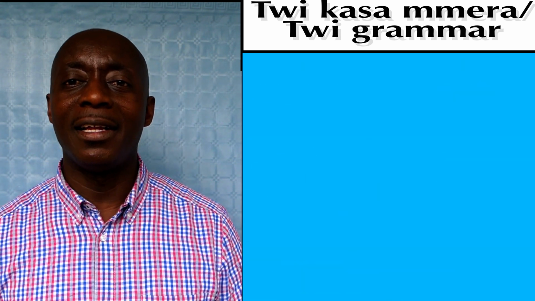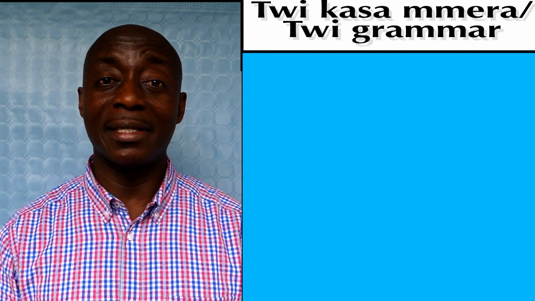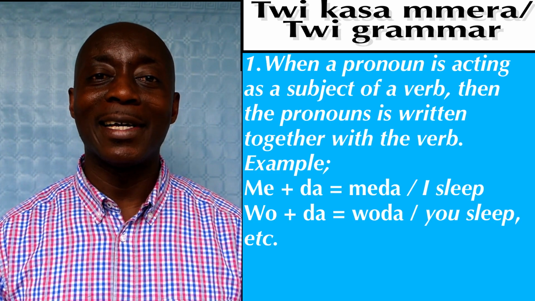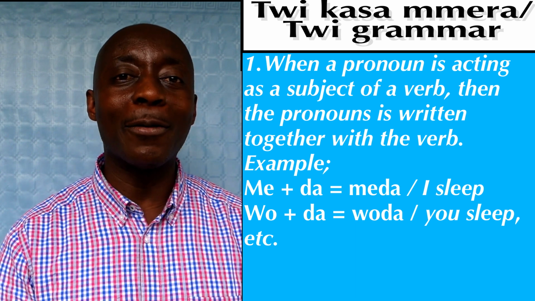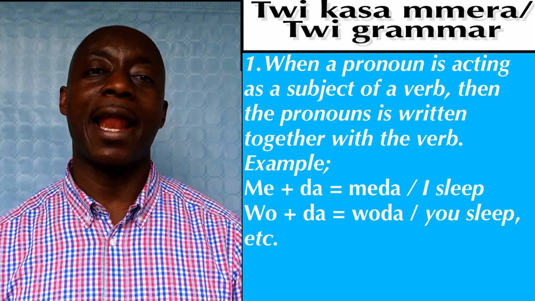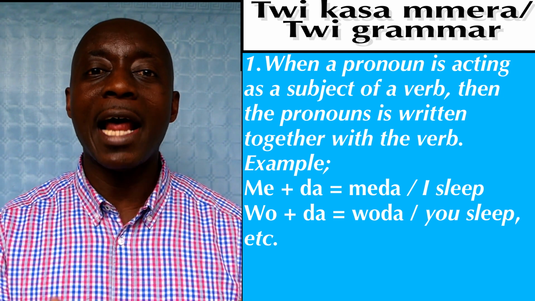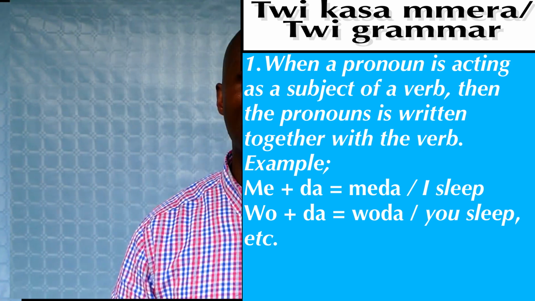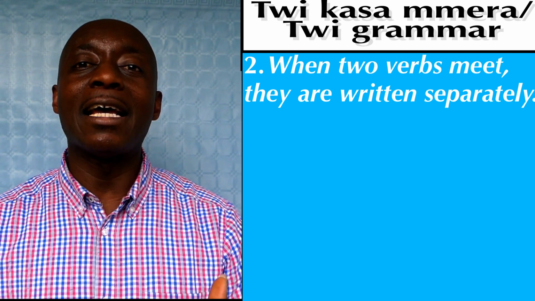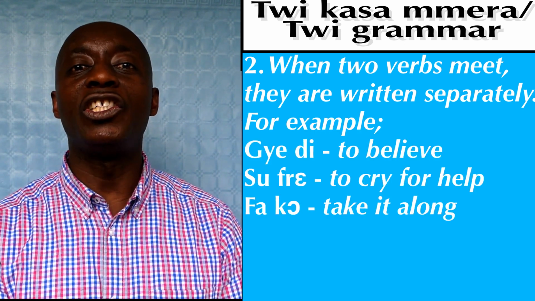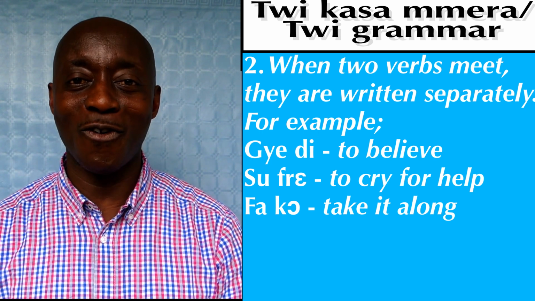But before then, let's recap the main points. The first rule is that when a pronoun is acting as a subject in a sentence, then we write the pronoun and the verb together. So we have meda, that is I sleep, woda, you sleep, and so on and so forth. The second rule is that when two verbs meet, we write them separately. So we have bɛdi, sufrɛ, bɛkɔ, and so on and so forth.